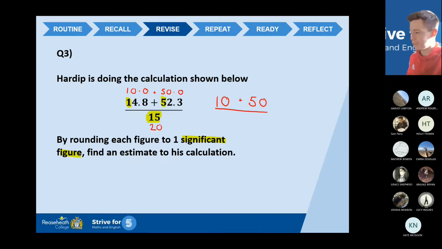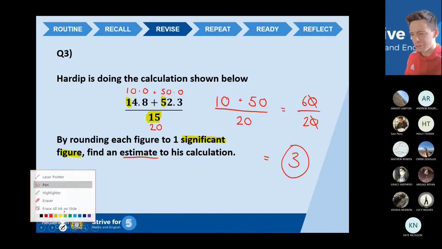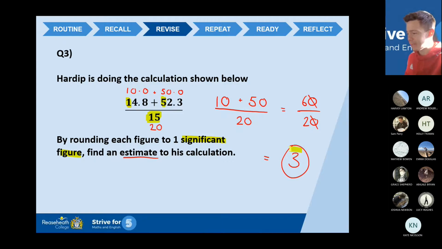So it becomes 20. So when we estimate, which is a key word here, we're making the numbers a lot nicer. Not just a little bit nicer, a lot nicer, okay? 10 add 50 is 60. Divided by 20, they both end in 0, so I'm going to get rid of those zeros. We've got 6 divided by 2, which gives me an answer of 3. So my estimated answer for Hardip is 3. I've made those numbers a lot nicer, and it's given me a nice, easy final number. And that is why we estimate, okay?